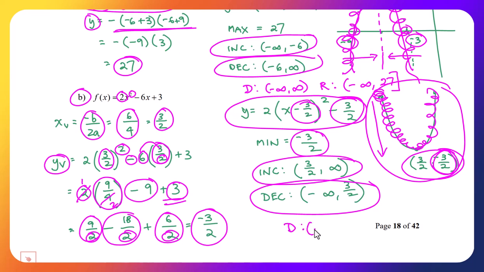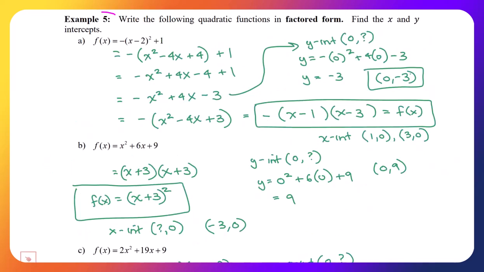Domain, left to right, forever to the left, forever to the right. Range from bottom to top. The bottom starts at negative 3 halves and goes up to infinity. In example 5, they ask us to write this in factored form and then to find the intercepts.